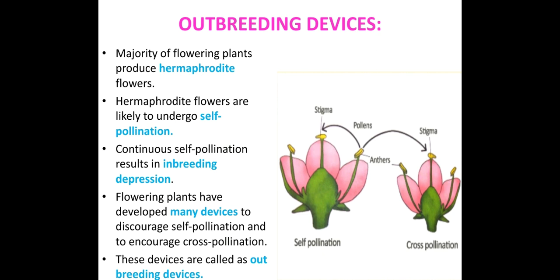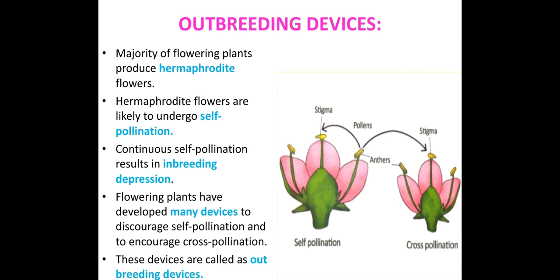Thereby, to overcome this inbreeding depression, the flowering plants have developed many devices. For what purpose? To discourage self pollination and to encourage cross pollination. What is cross pollination? It is pollination between two different flowers of two different plants, not the same plant, different flowers. This is also called xenogamy. To encourage cross pollination and discourage self pollination, most flowering plants have developed outbreeding devices. So these devices are called outbreeding devices.